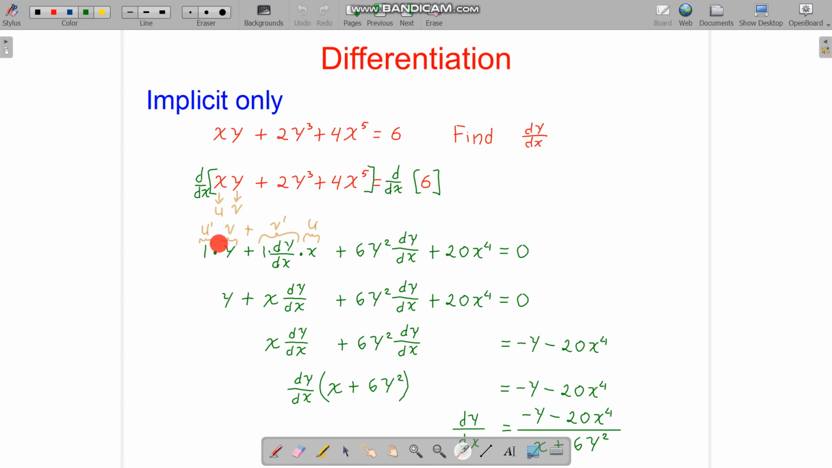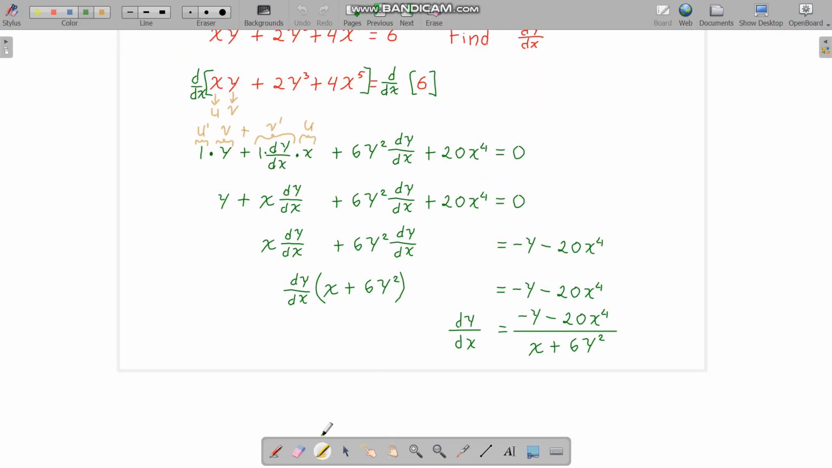So after simplifying, this is just y, this is just x dy/dx, and if you move the y and the 20x to the power 4 to the right, we get this. We can pull out dy/dx, so we factorize dy/dx, and we divide both sides by this, x plus 6y squared. We get the final answer, the dy/dx. This is in terms of x and y.